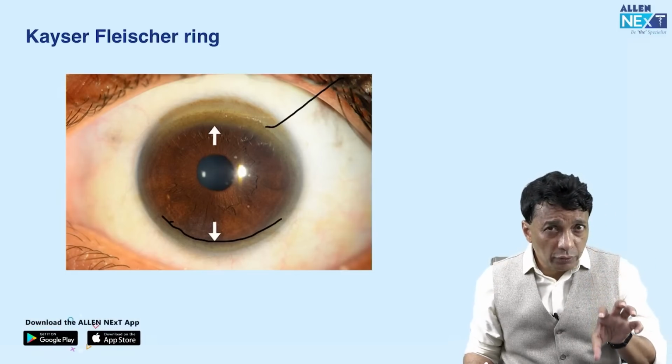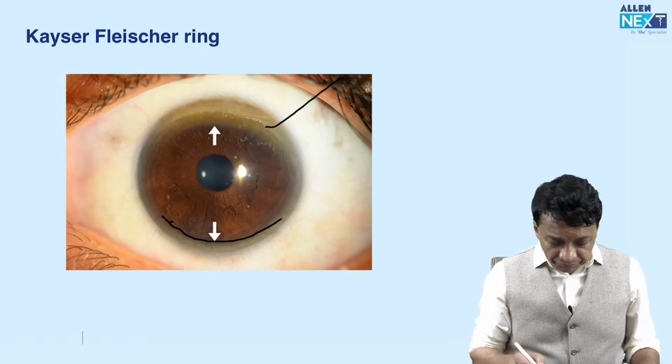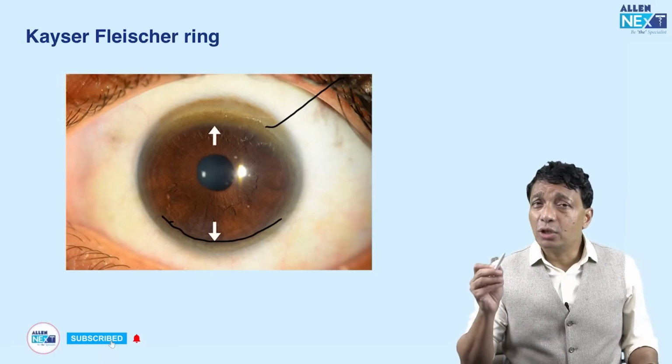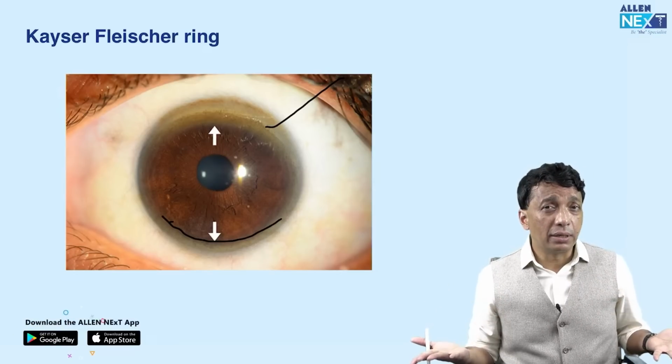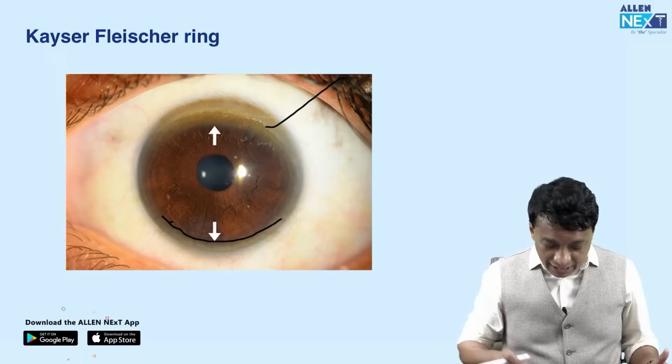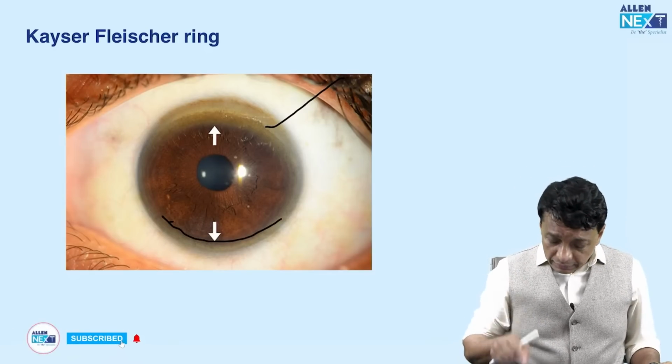Please remember not to confuse this with the Fleischer ring of keratoconus. Okay, Kayser-Fleischer ring is not the same as Fleischer ring. Sashwat Ray is not the same as Lisa Ray. They are both Rays, but they are different. So that way, Fleischer ring is keratoconus, Kayser-Fleischer ring is seen in Wilson's disease.